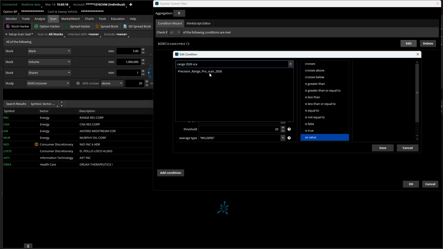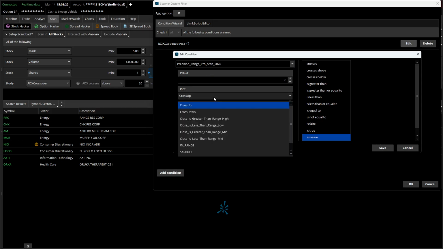There we go. Precision Range Pro scan. And we're going to look for a cross up. These are going to be the different things you can select within here: a cross up, cross down, close greater than range high. If it's outside the range, it's trading above the previous range high. And this one is outside the range and trading below its range low.